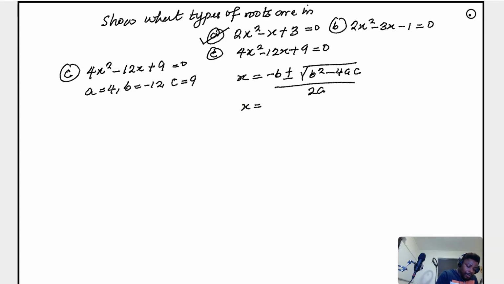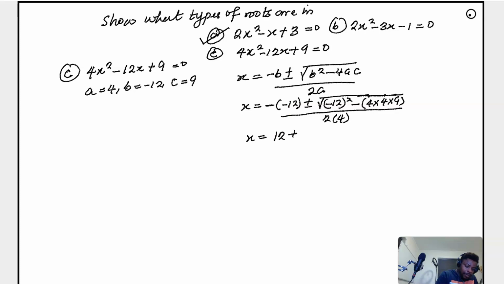So x equals minus, what is b? That is minus 12, plus or minus. What is b? Minus 12, that is squared, minus 4. What is a? 4. What is c? 9. Over 2, what is a? 4. So x is minus times minus, that is plus. That is 12 plus or minus, minus 12 squared, that is 144.